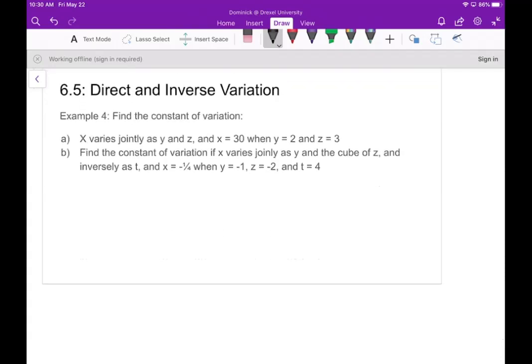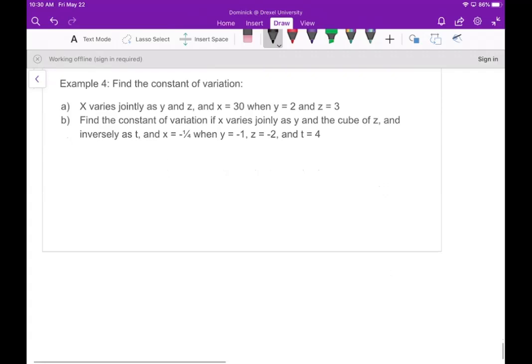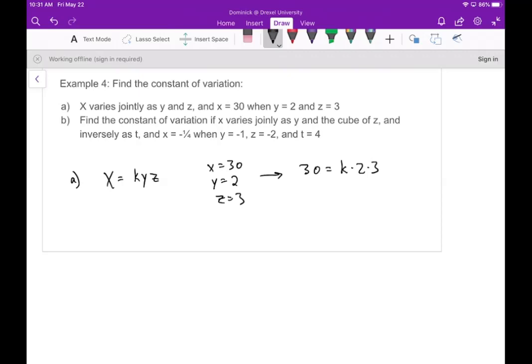So now we can incorporate, well, what happens if we now know some of these values, all right? So now A, we have that X varies jointly as Y and Z, so X equals K times Y times Z. And we're told that X is 30, Y is 2, and Z equals 3. So if we plug this in, we get 30 is equal to K times 2 times 3. So we just need to divide both sides by 6, and we'll get that K equals 5. So then our equation is X is equal to 5YZ.